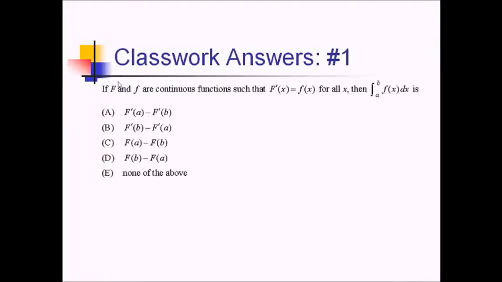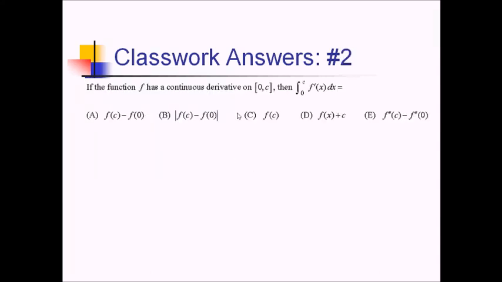On this first problem, if big F and little f are continuous functions such that the derivative of big F is little f, then what's the integral from a to b of f of x dx? So they're essentially saying that the antiderivative of f is big F. Nice. So basically, we just have to use our integral evaluation theorem here. If the antiderivative of little f is big F, we can write this as evaluating big F from a to b. So this is just going to be big F of b minus big F of a, which is just answer choice D.